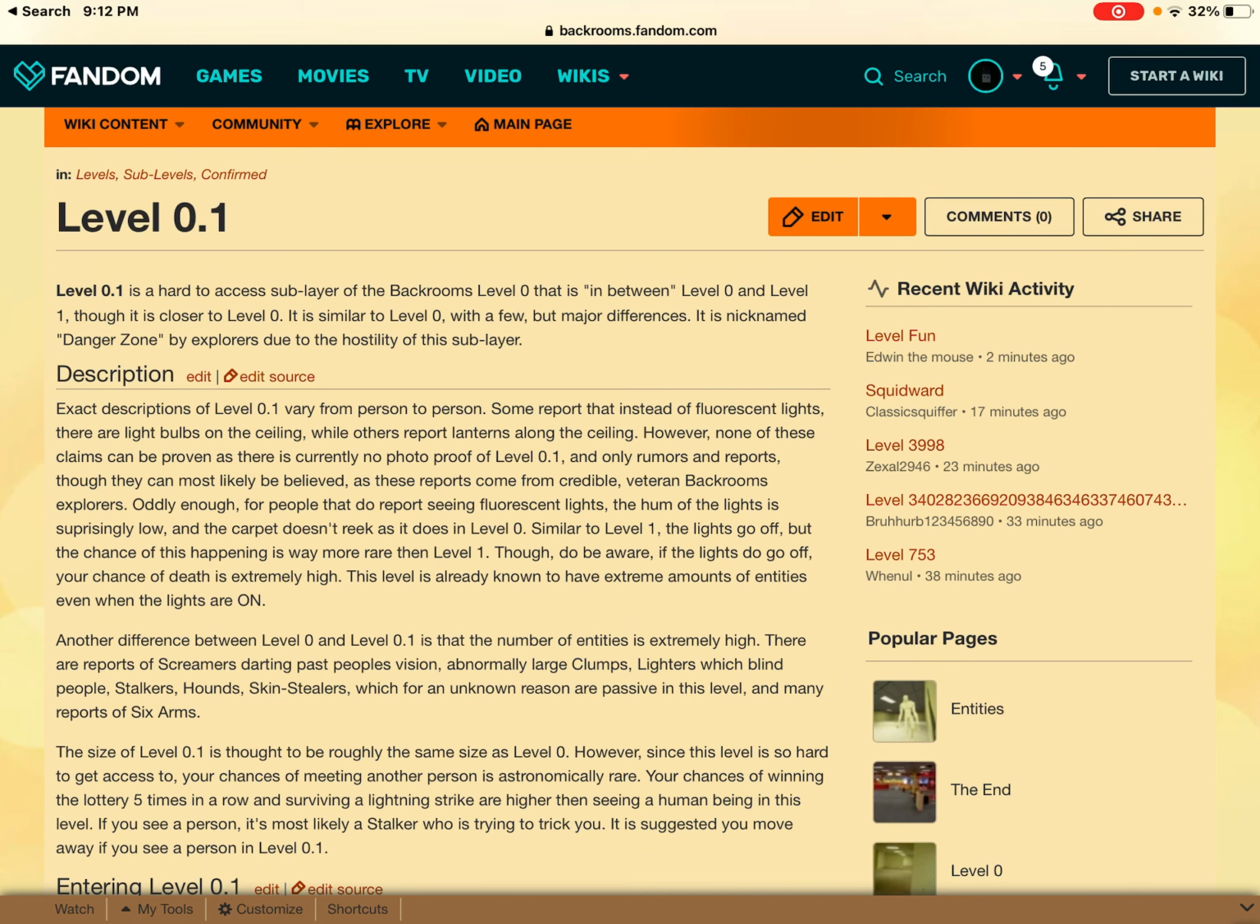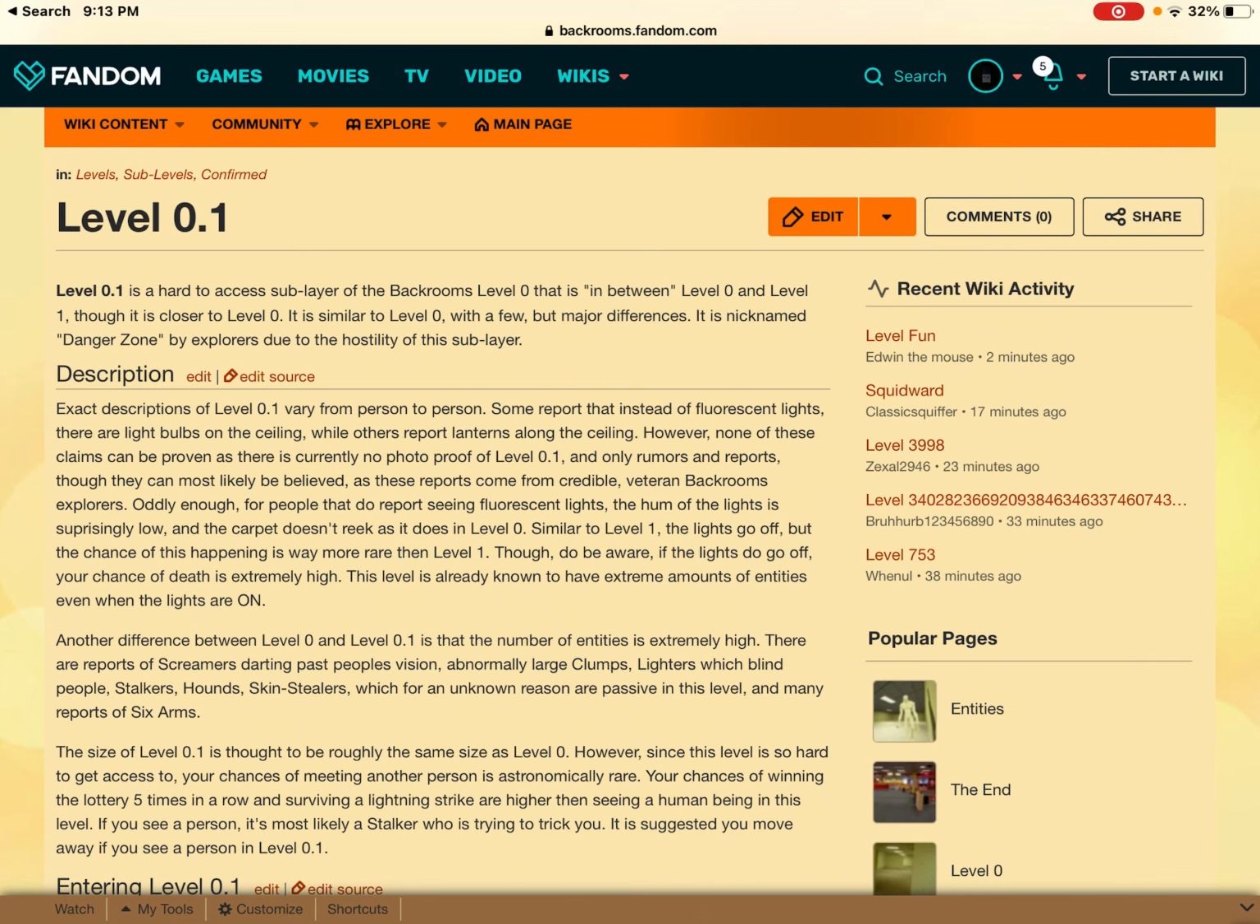Oddly enough, for people that do report seeing fluorescent lights, the hum of the lights is surprisingly low, and the carpet doesn't reek as it does in Level 0. Similar to Level 1, the lights go off, but the chance of this happening is way more rare than Level 1. Though rare, if the lights do go off, your chance of death is extremely high.